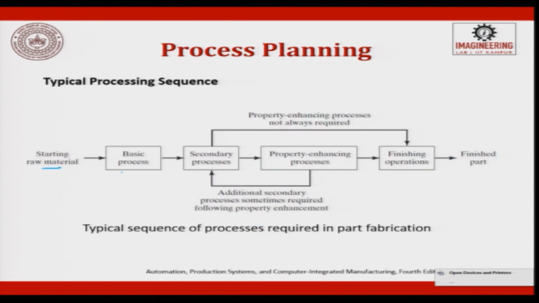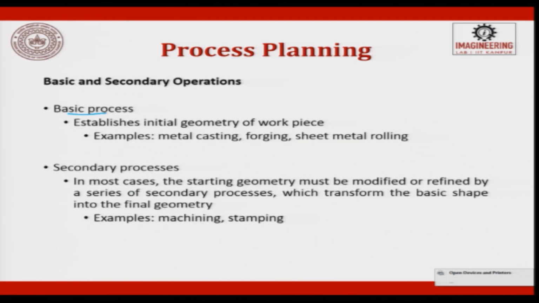So, starting from raw material, basic process, secondary process, then we try to do a property enhancing process. There can be additional secondary processes sometimes required following property enhancement, or even heat treatment, whatever it is. It can have 2-3 stages of heat treatment. You play with time and temperature to get different microstructures. If you feel heat treatment is not required, you directly jump to the finishing operations and then go for the finished part. These are all the typical sequence of operations involved in process planning. When we talk about the basic process, it is established by the initial geometry of the workpiece.